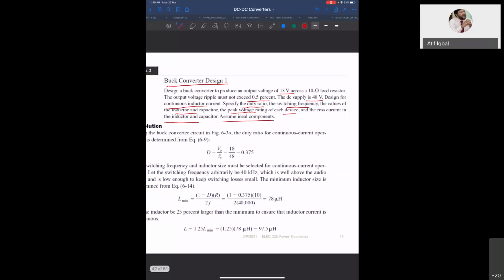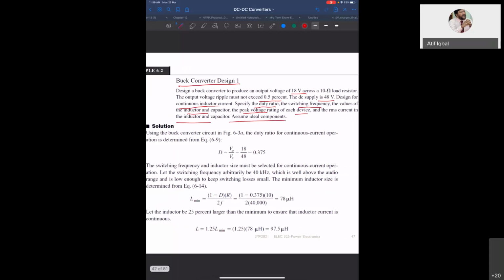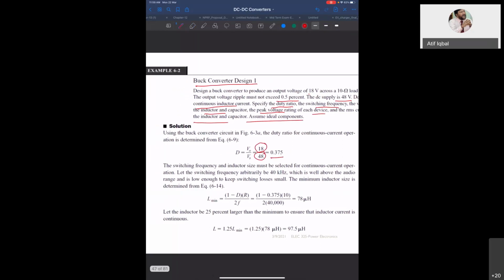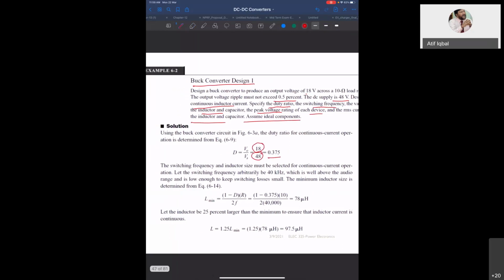Assume ideal components. So the output voltage is given as 18 volt. The input voltage is given as 48. So the duty ratio is 0.375. Switching frequency and inductor size must be selected for continuous current operation. And then you assume 40 kilohertz.